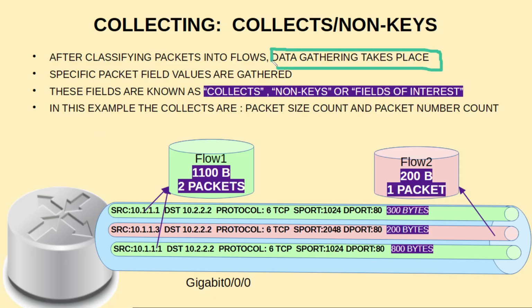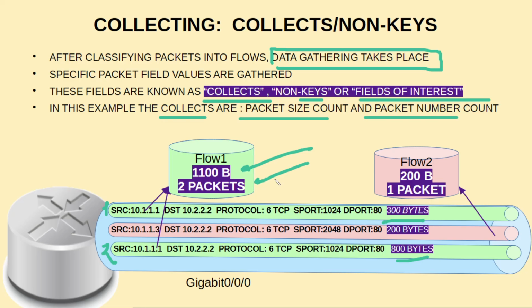Specific packet field values are gathered. These fields are known as collects, non-keys, or fields of interest. In this case, we are going to place an example. We are going to collect packet size count and packet number count. So for flow number 1, we are going to gather the packet size, so it becomes this number, and packet count, it becomes this number. The same applies for flow number 2.